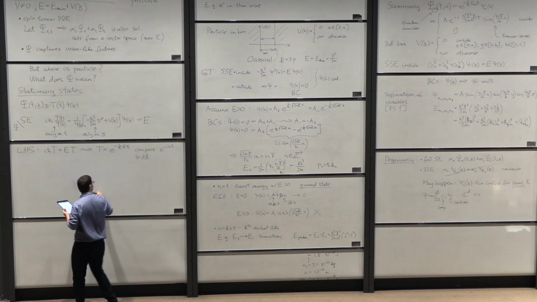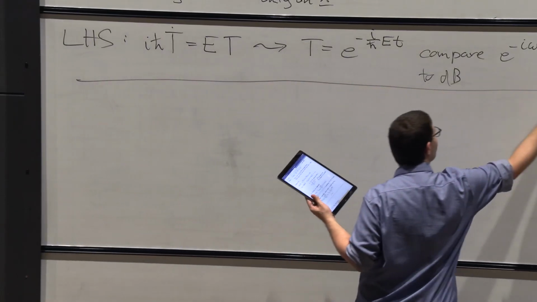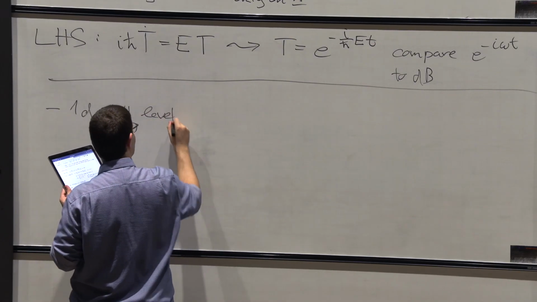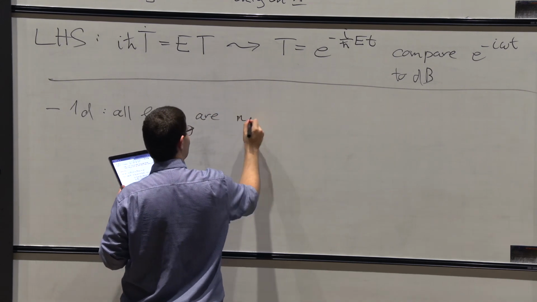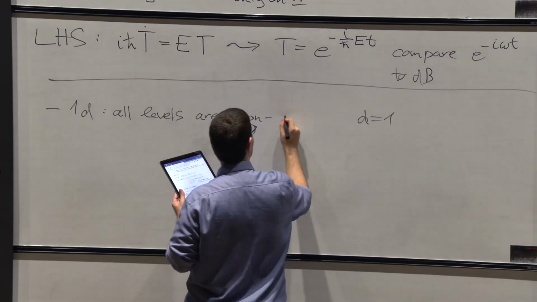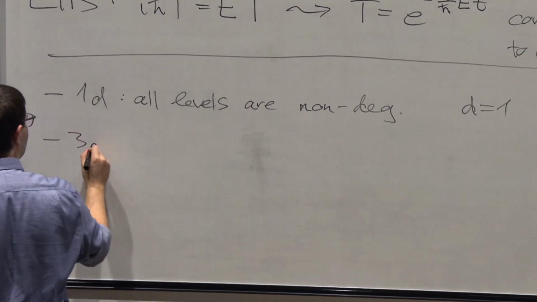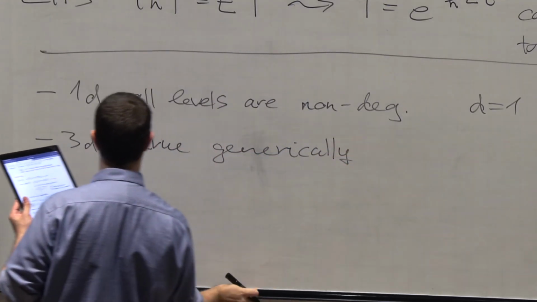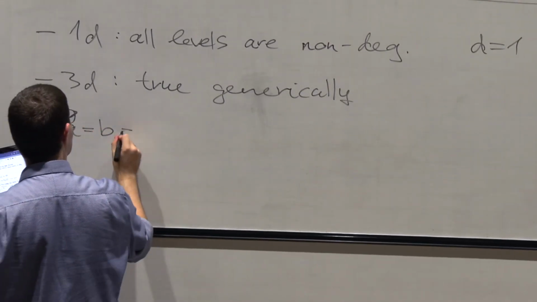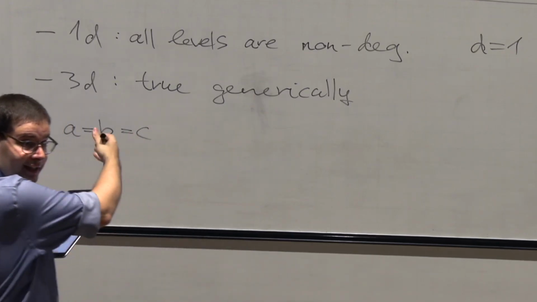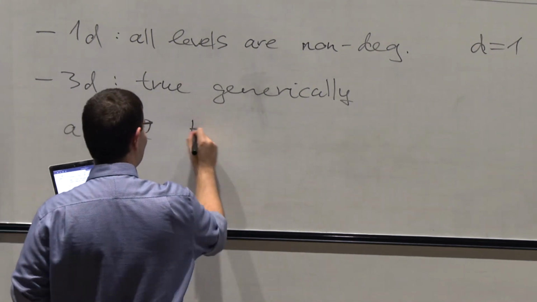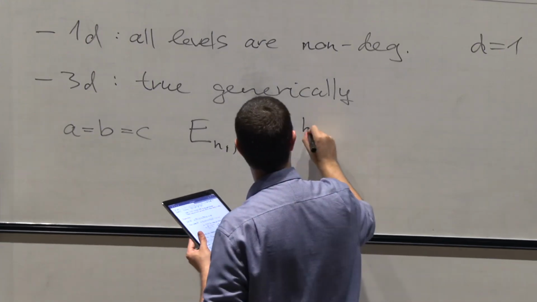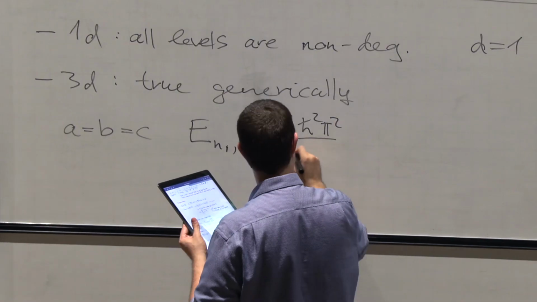So the 3D box is important for us because it's the first example which provides such a circumstance. In 1D, all energy levels are non-degenerate. That means that d equals 1 for them. In 3D, this is also true generically. But if we take a equals b equals c, this is a non-generic value of parameters, right? It's very unlikely if you just randomly chose a, b, c to get this. Then this formula simplifies to something that will clearly have degeneracies.